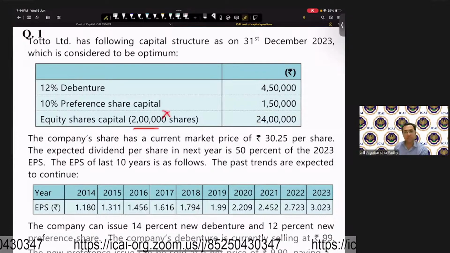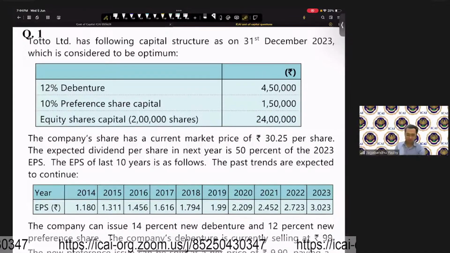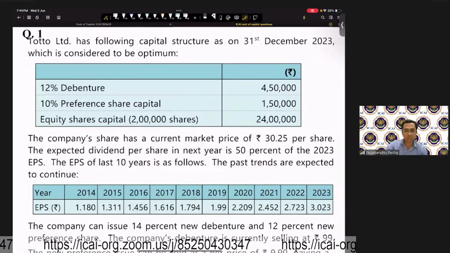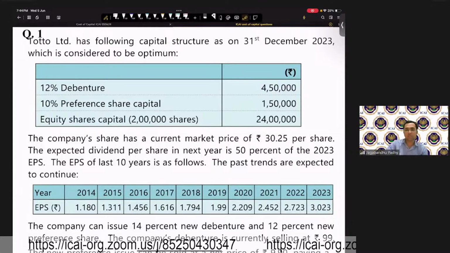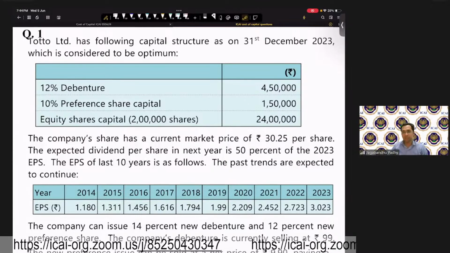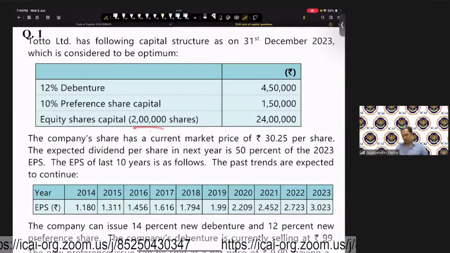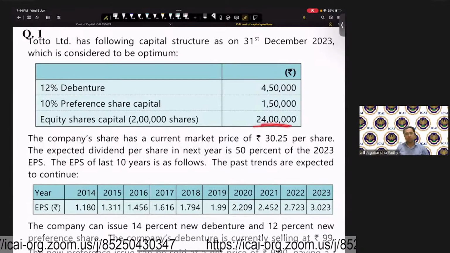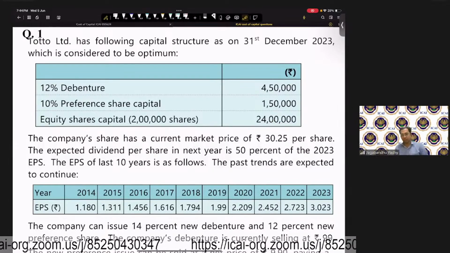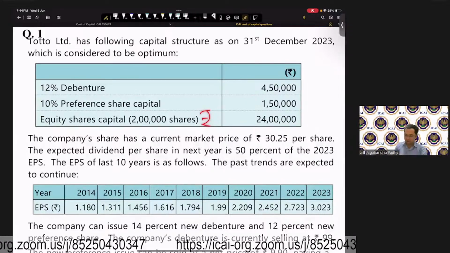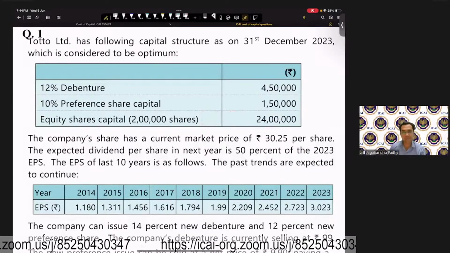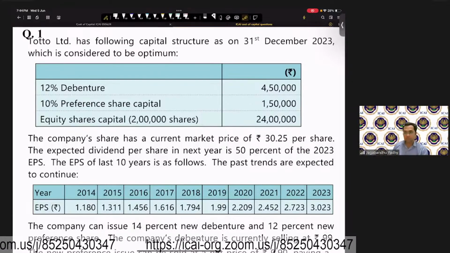Of course, from this we can say, what is the face value of each of these shares? 2 lakh shares and 24 lakh is the value. So the face value of each of those shares is 20 rupees, right? Yeah.